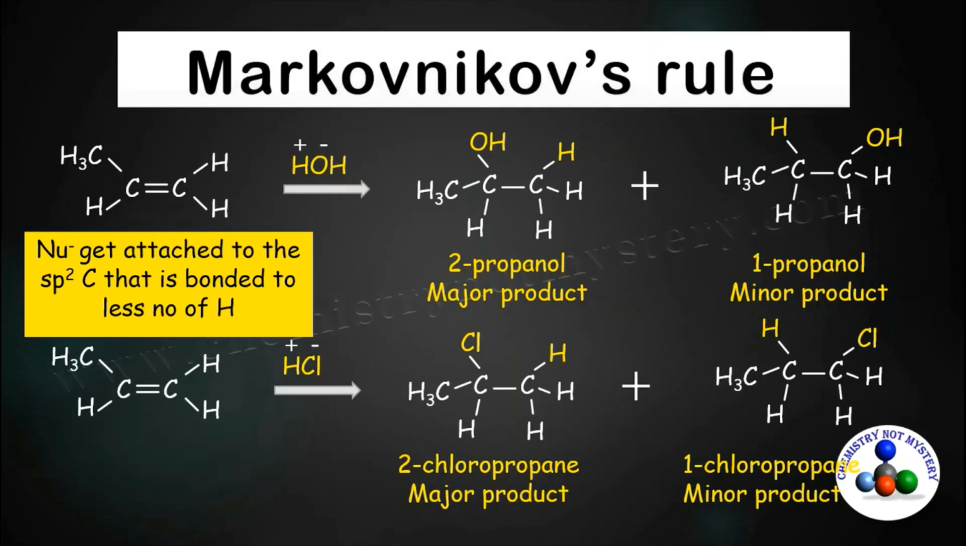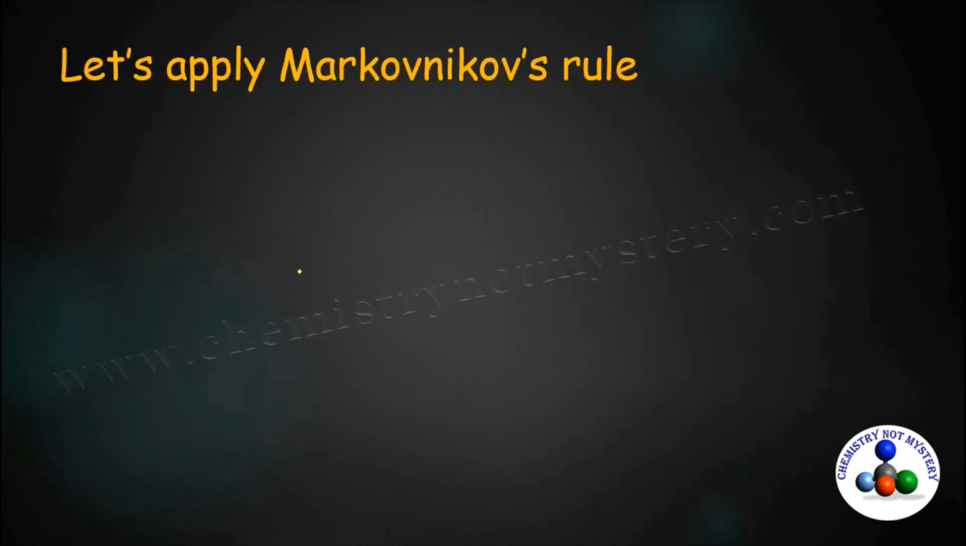This rule is named the Markovnikov rule. So let's apply this Markovnikov rule in another example. Here I have taken the example of an unsymmetric alkene, that is 2-methylpropene. Here you have to add HBr. First of all, identify the electrophile and nucleophile in the given reagent. Here H plus is the electrophile and Br negative is the nucleophile.